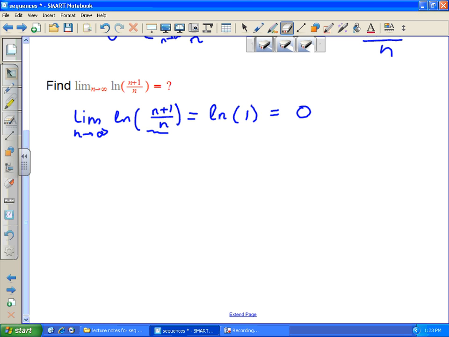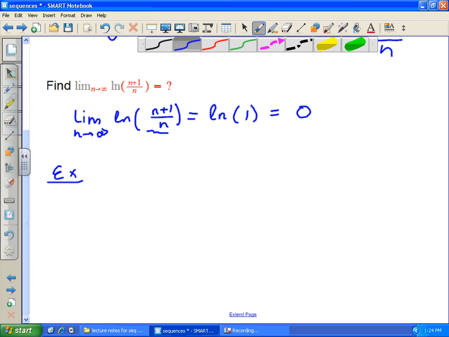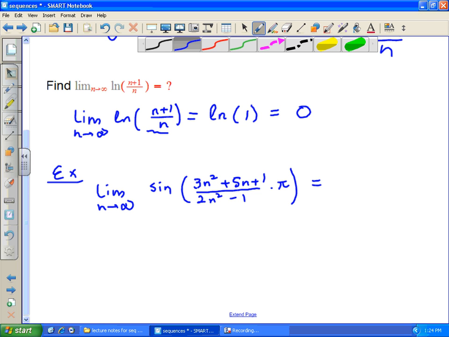What if I have something like this? Sine of a function. Say this is another example. Say we're finding the limit as n goes to infinity of sine of (3n squared plus 5n plus 1) over (2n squared minus 1) times pi. Let's see what the answer to this limit question would be.